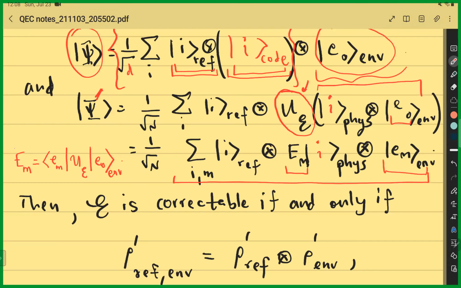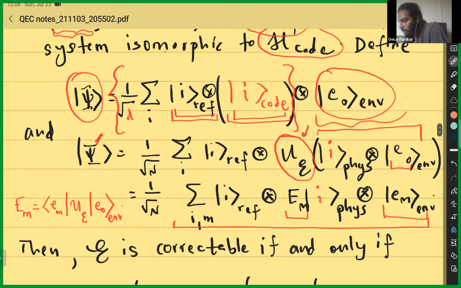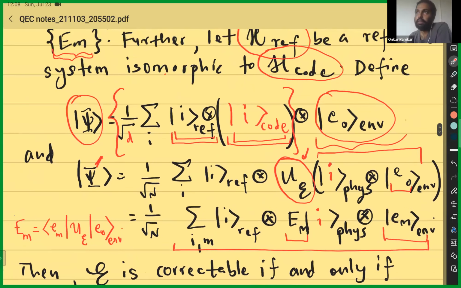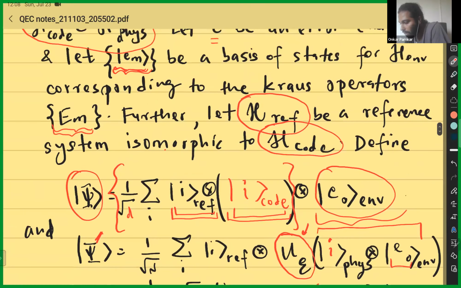Onkar, is this clear? Yes. Hi, Onkar. Yes. Hi, sir. So is the physical Hilbert space the same dimension as the code subspace, because you're using the same I's too? Yeah, it's a bit confusing, but the code subspace is much smaller than the physical Hilbert space. So maybe let me use better notation. Sorry.